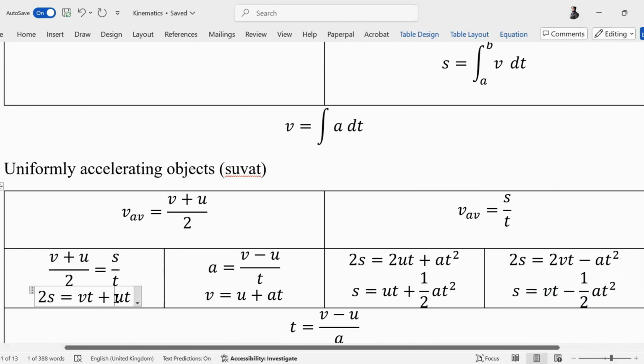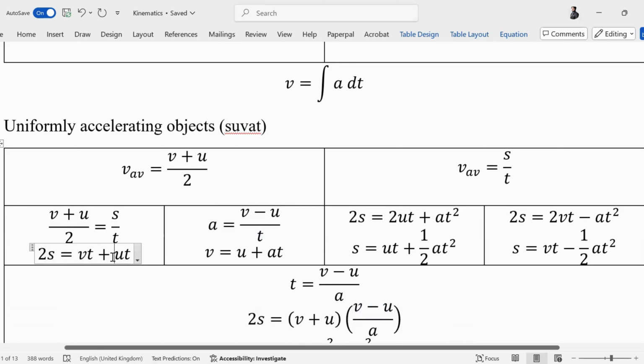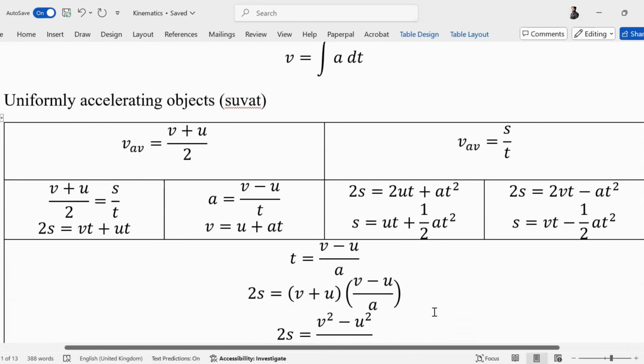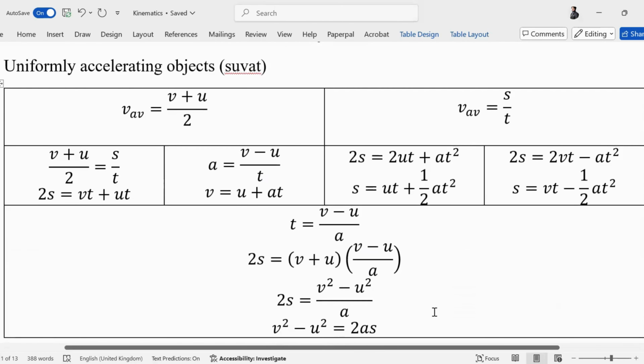Now you can take t common in this if you want to. And यहाँ से t को subject बनाओ, v minus u upon a. So t is v minus u upon a. You can plug it in this equation. t को common लो, t की जगह v minus u upon a plug in करो. Simplify and tell me the equation that you end up with. And this will be the equation without t. v plus u, v minus u is v square minus u square. And now this equation is without t.